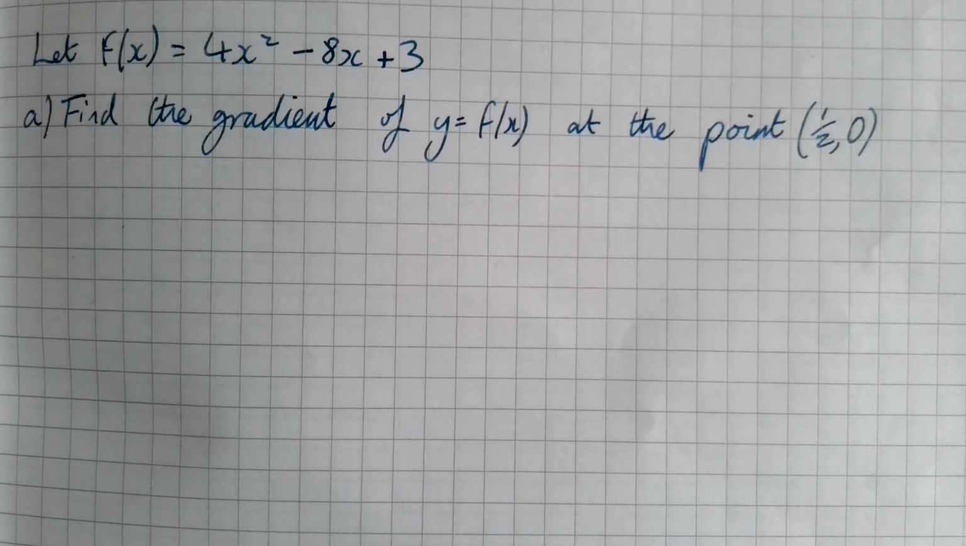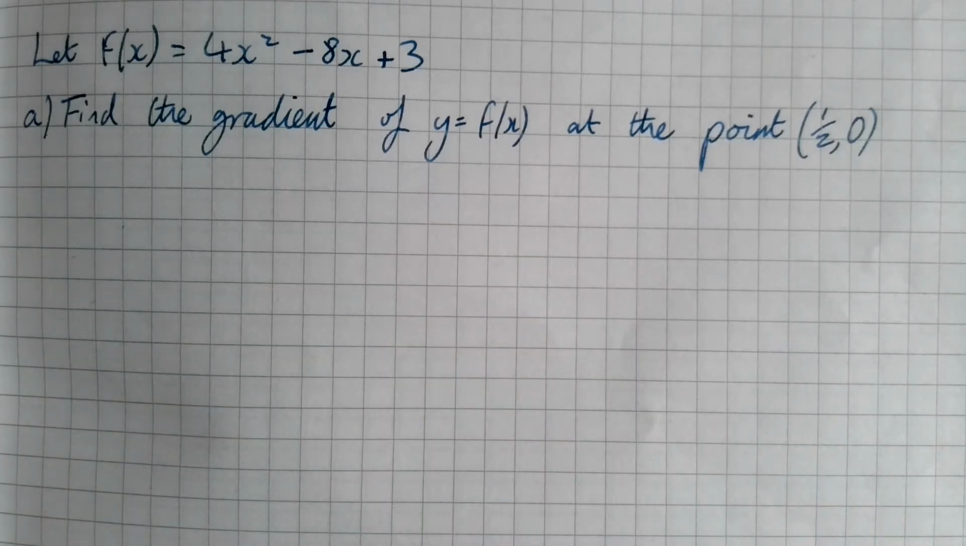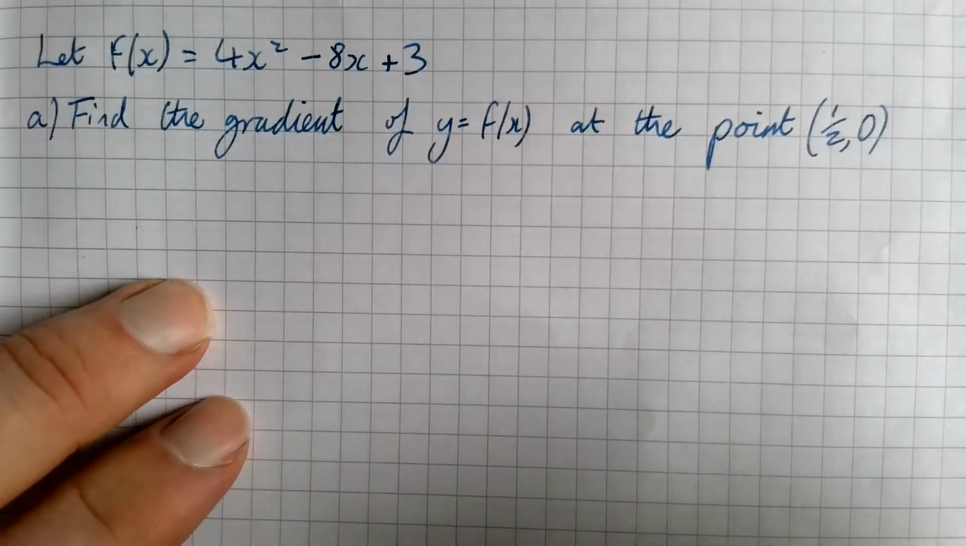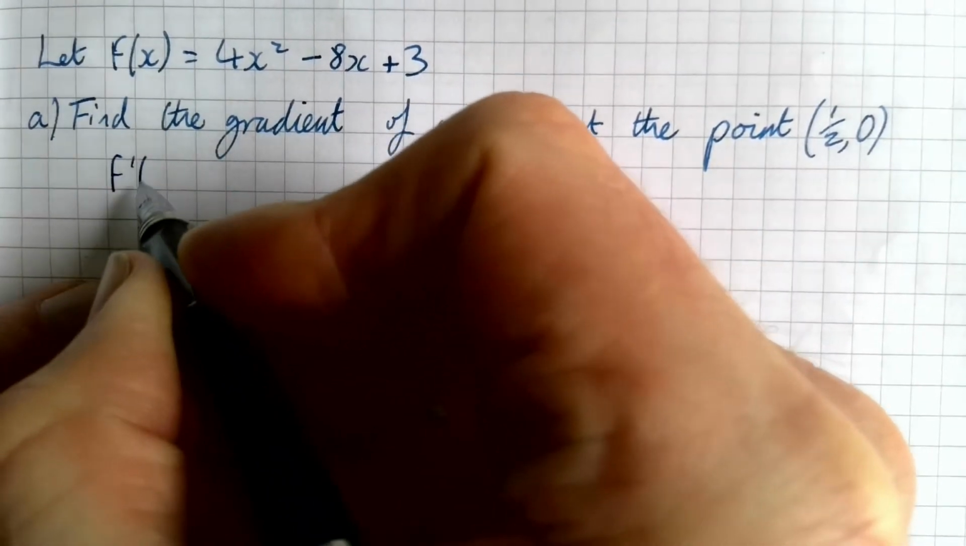Now in this question, let f(x) equal 4x squared minus 8x plus 3, where we're asked to find the gradient of y equals the function of x at the point (1/2, 0). So this isn't actually telling us to differentiate, but that's what we're going to need to do, because that will give us the key to the gradient. Remember, that's why we were doing all of this. So the first thing to do is differentiate.